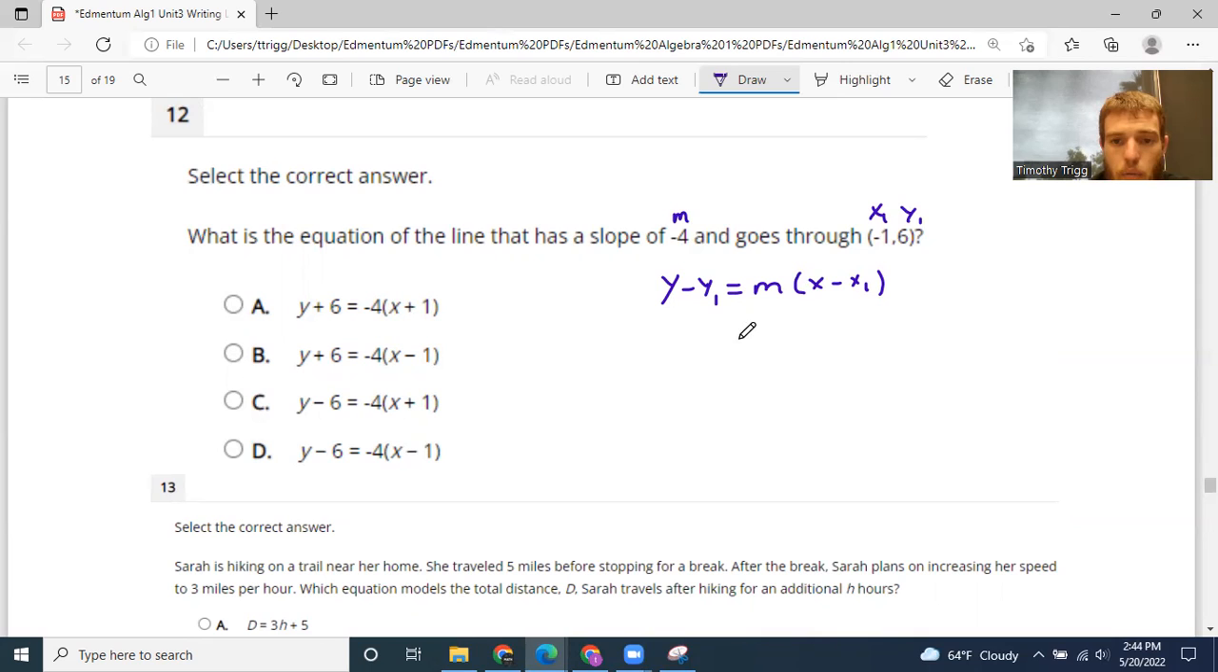So this is a little bit tricky, but when you do this x minus x sub 1, this will be x minus, and then your x sub 1 is -1. So this part right here will become x plus 1. Just keep that in mind. Okay, and then plug in the rest and see which one is correct.